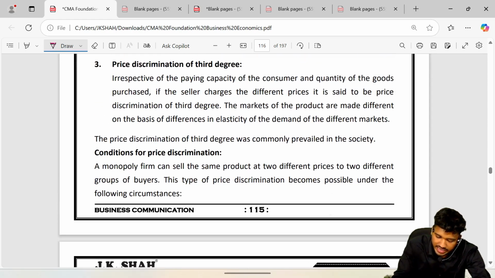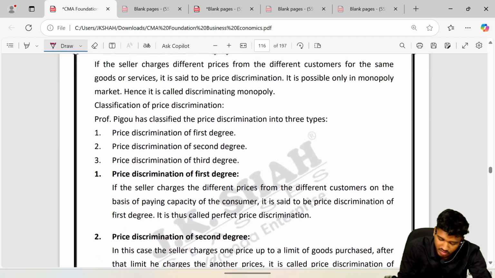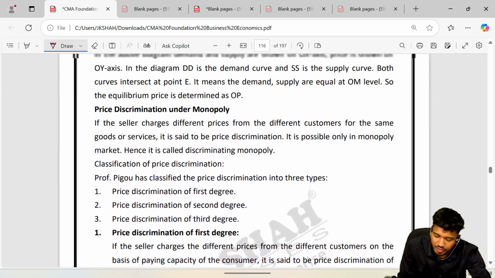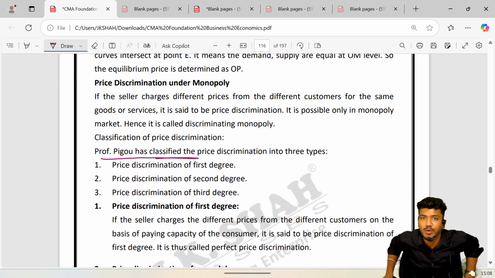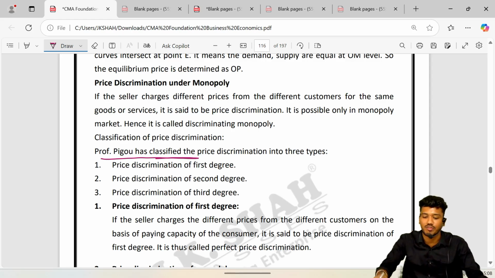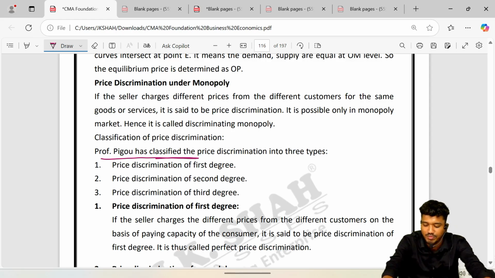Let's study degree of price discrimination. Professor A.C. Pigou has made the classification of three degrees of price discrimination. There are three types of price discrimination: first degree, second degree, third degree. Now, what is first degree price discrimination?